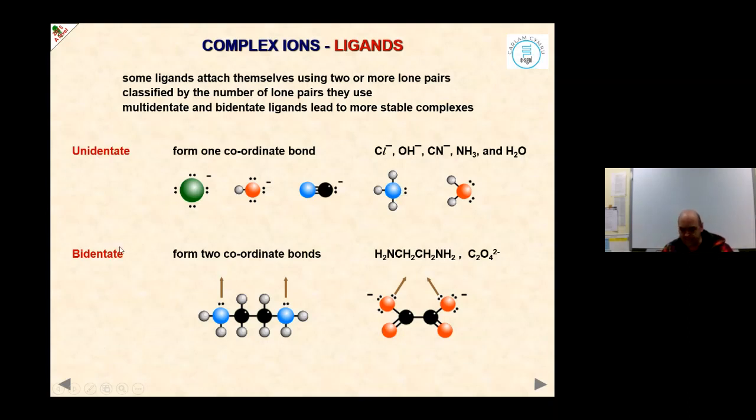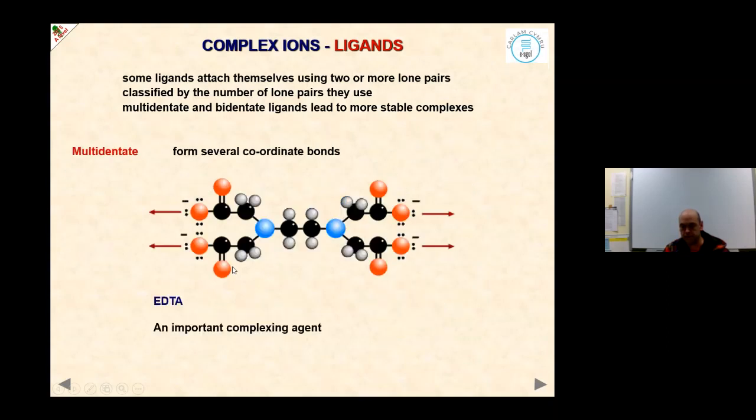Bidentate or didentate refers to the fact that the molecule can form two dative bonds, and you can see here some examples of this. So you've got the ethanedioate, C2O4 2-. This is this molecule here, and you've also got this species here, diamine. So you've got the two lone pairs. So this is why these ligands can actually form two dative bonds to the central atom.